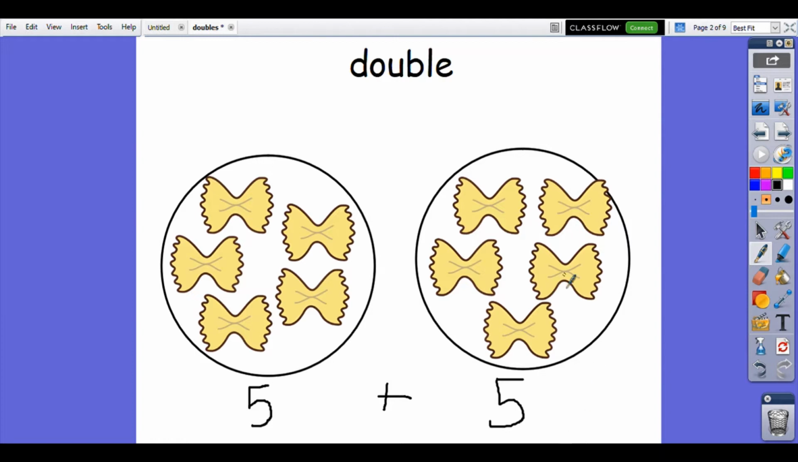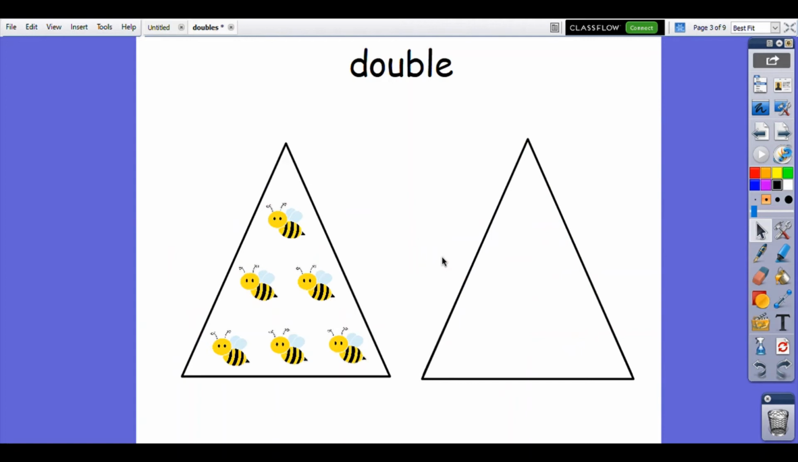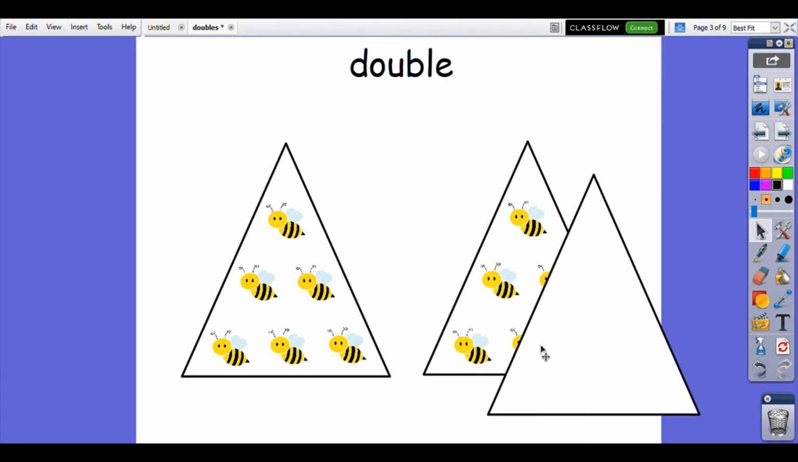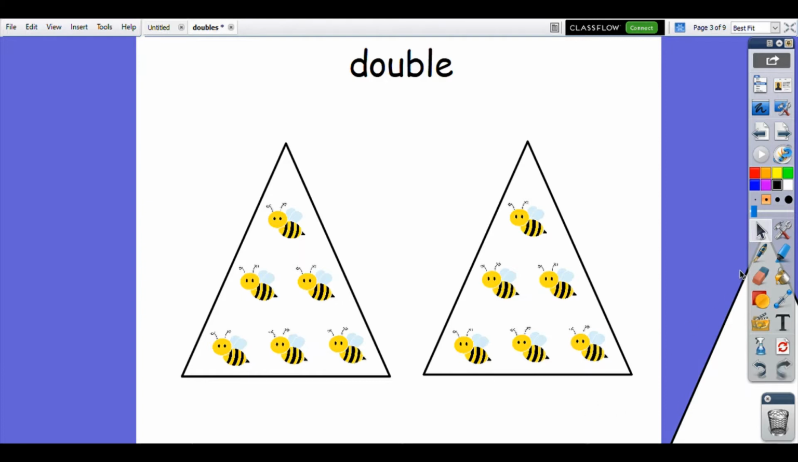So double 5 all together is the same as 1, 2, 3, 4, 5, 6, 7, 8, 9, 10. And 10 I know I write with a 1 and a 0. 10. Okay, thank you for helping me with that one. I got a bit confused there. Now I've tried to double my bees in my triangle. I've got 1, 2, 3, 4, 5, 6 bees. Have I done this one correctly over here? Oh, thank you. 1, 2, 3, 4, 5, 6 bees.